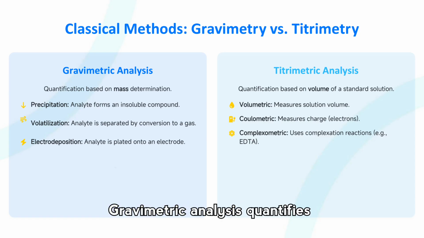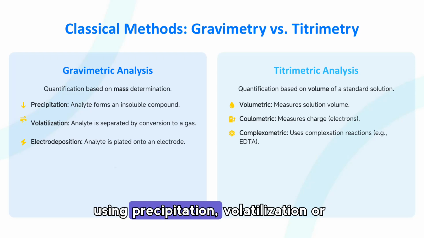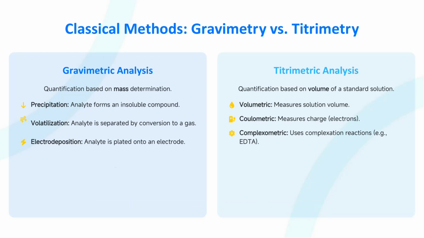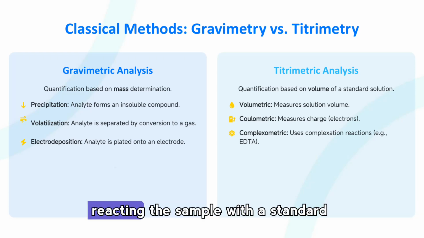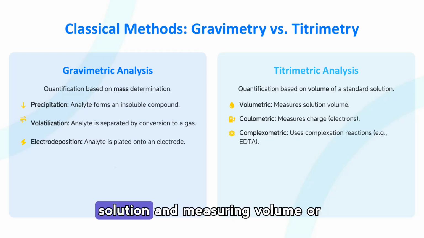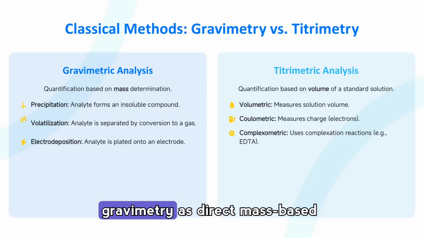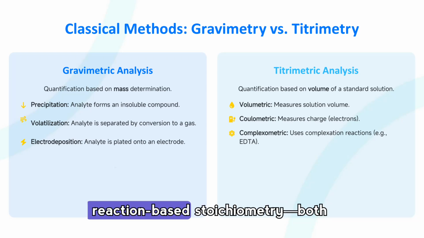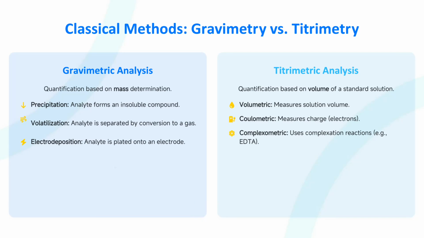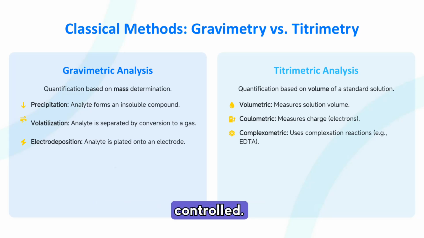Gravimetric analysis quantifies analytes by mass changes, often using precipitation, volatilization, or electrodeposition, while titrometry determines concentration by reacting the sample with a standard solution and measuring volume or charge. Rather than reading every detail on the slide, think of gravimetry as direct mass-based proof and titrometry as reaction-based stoichiometry. Both are reliable when sample handling and endpoint detection are properly controlled.